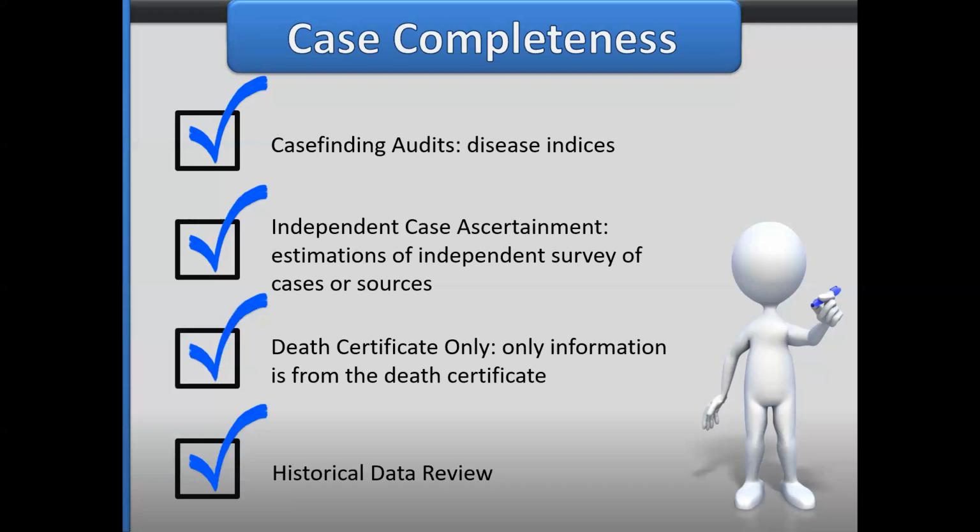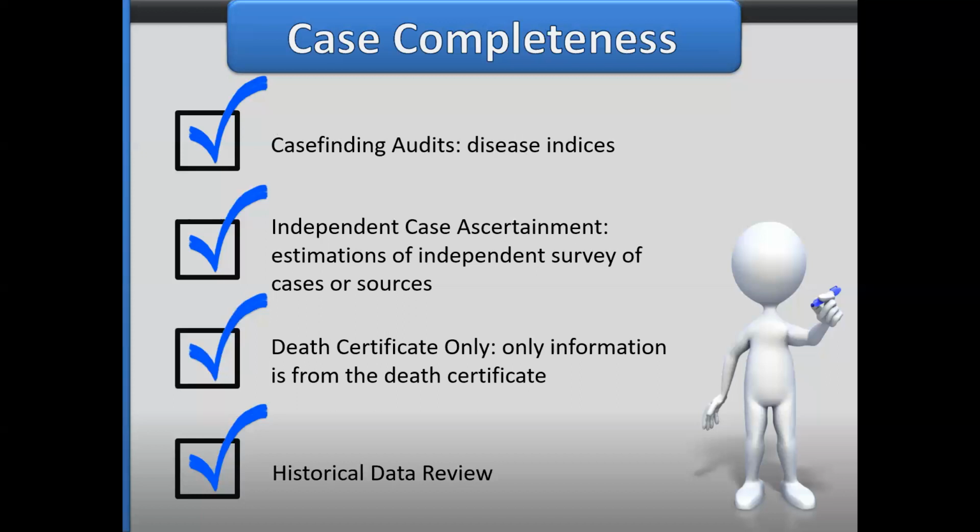Independent case ascertainment is the estimations from an independent survey of cases or sources. This is not commonly utilized due to being very costly. And we have death certificate only, also known as the DCO. That's another method to assess case completeness by monitoring the DCO rate. These are reportable cases that the only information that the central registry has is a death certificate with a cancer diagnosis. We'll learn more about DCOs next year.